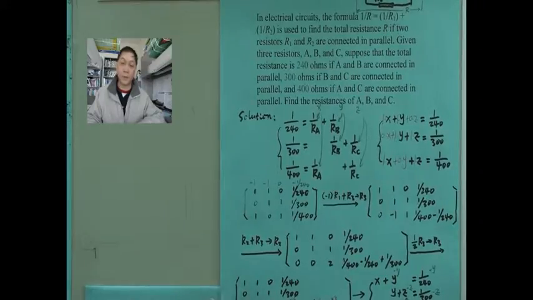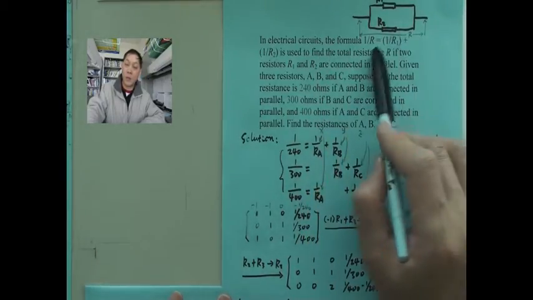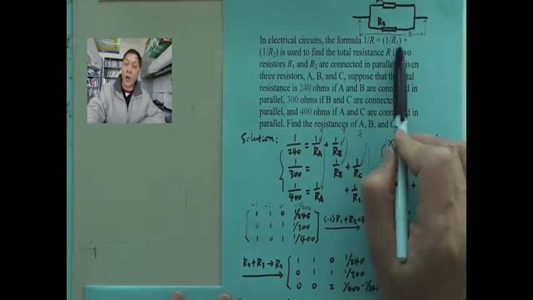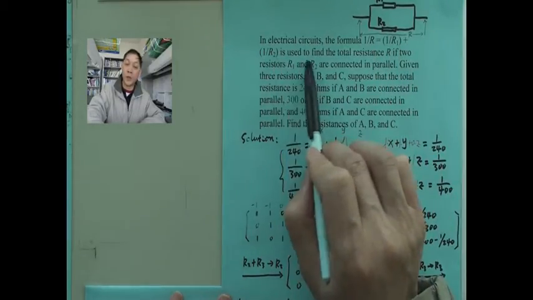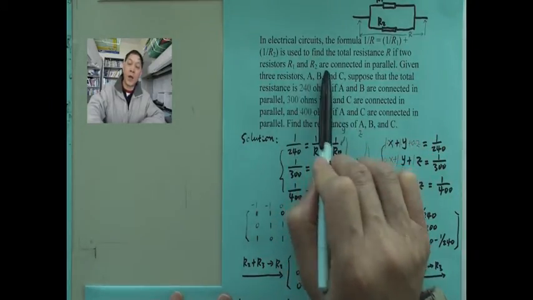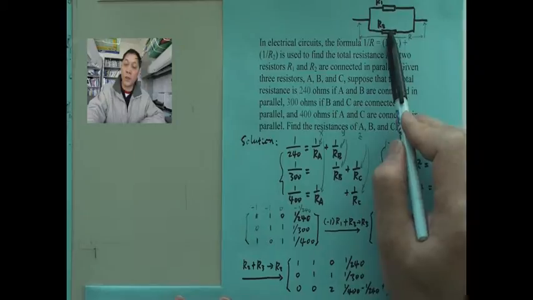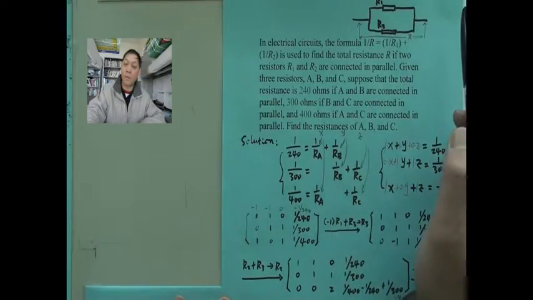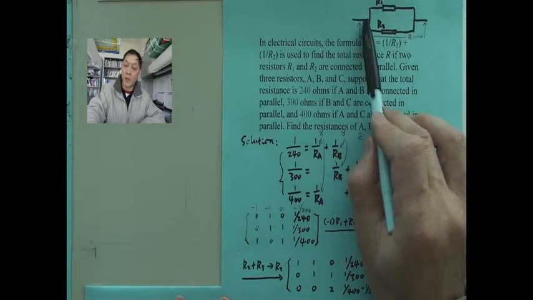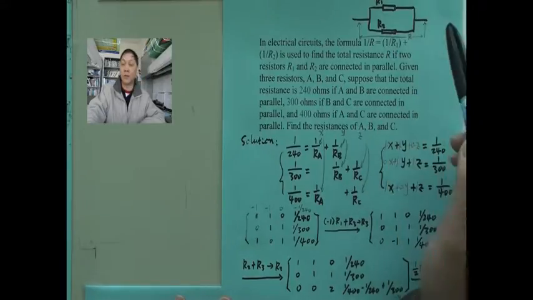let's look at the second example. The second example is that in electrical circuits, the formula 1/R equals 1/R1 plus 1/R2 is used to find the total resistance R if two resistors R1, R2 are connected in parallel. So the connection is shown right here. R1, R2 connected in parallel means in this way. The electricity goes here, and then they go through R1, R2, and then comes out from here.